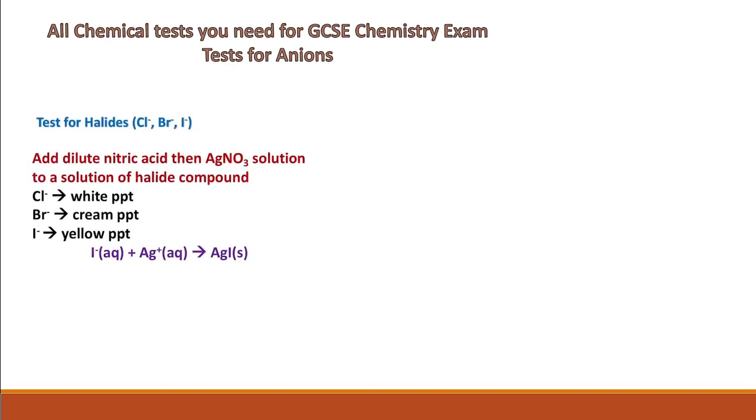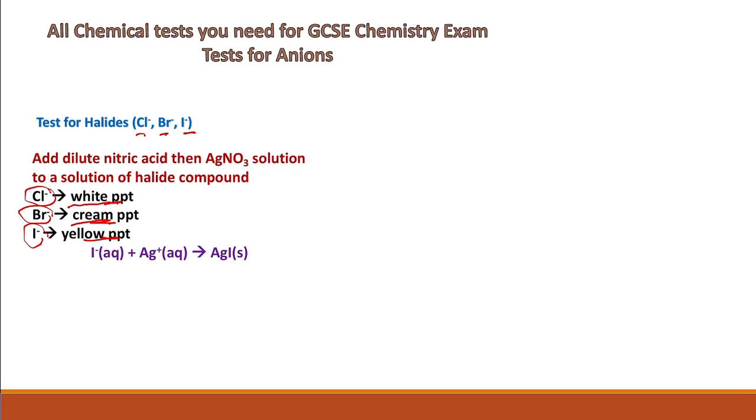Test for anions. First of all, testing for halides. Halides are chloride, bromide, and iodide. First of all, you need to add dilute nitric acid, and then you add silver nitrate solution to the solution of the halide compound. If it gives you white precipitate, then it's going to be chloride. If it's cream precipitate, it's bromide. If it's yellow precipitate, it's going to be iodide.